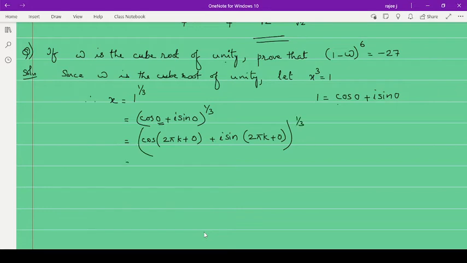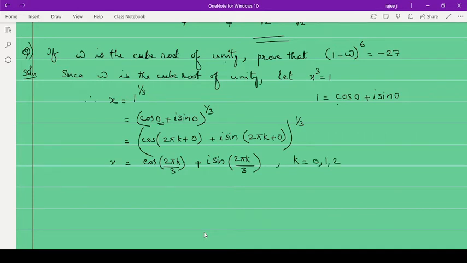Now 2 pi k plus 0 is 2 pi k only. So I am going to apply De Moivre's theorem. So it is cos of 2 pi k into 1 by 3 will come. So we can write it as 2 pi k divided by 3, plus i sin 2 pi k by 3. And here k is equal to 0, 1 and 2.